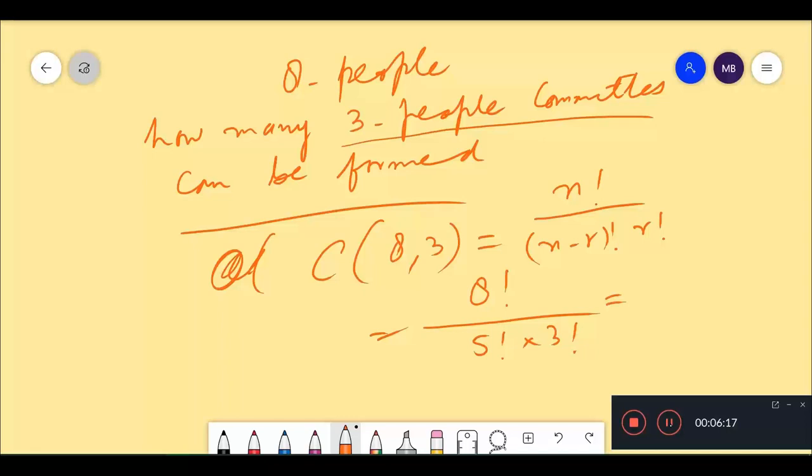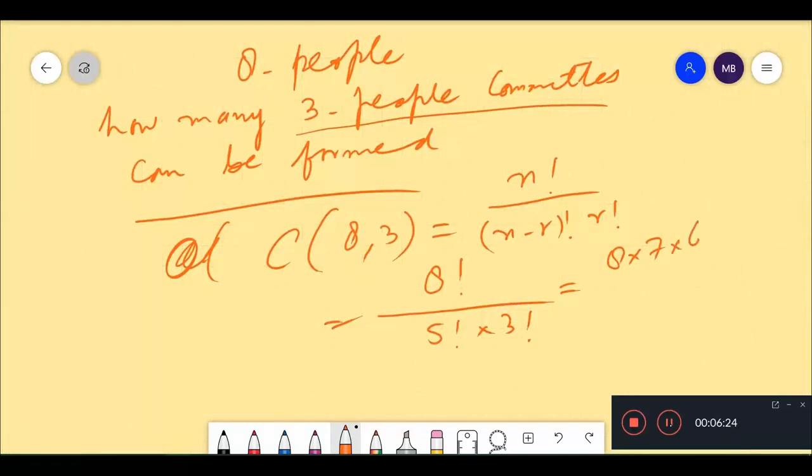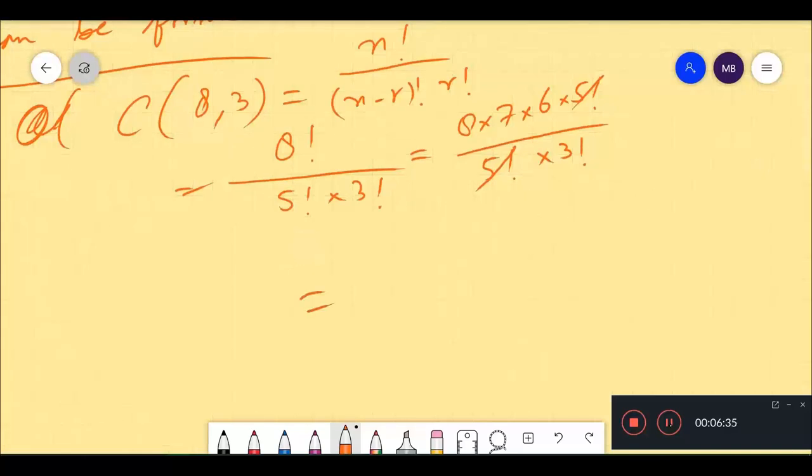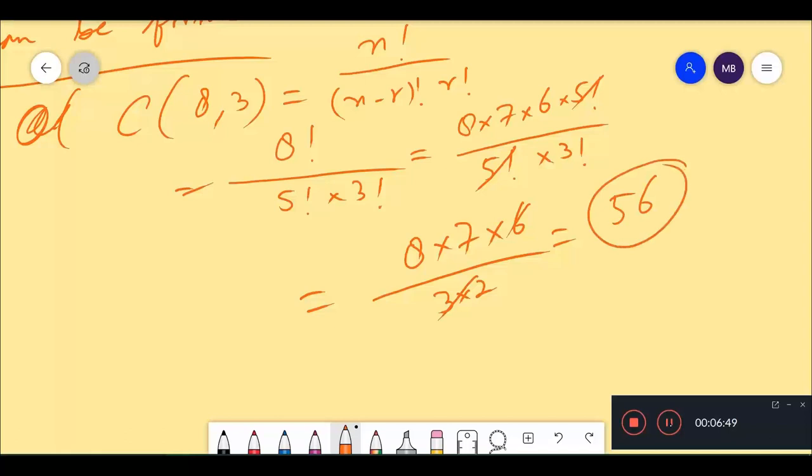Which is further equivalent to, we can write this 8 factorial as 8 into 7 into 6 into 5 factorial divided by 5 factorial into 3 factorial. This 5 factorial cancels out and we get 8 into 7 into 6 divided by 3 factorial, which is 3 into 2, that is 6. 6 is cancelled out and we get 56. In a similar way you can solve other problems given in your book. Go through those problems and try to find out whether they are permutation or combination problems and then how to solve them.